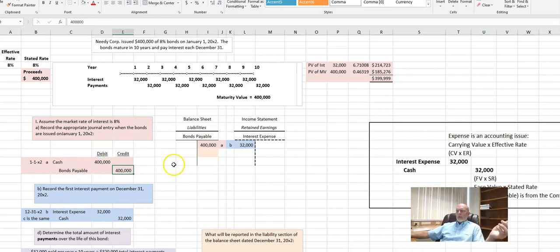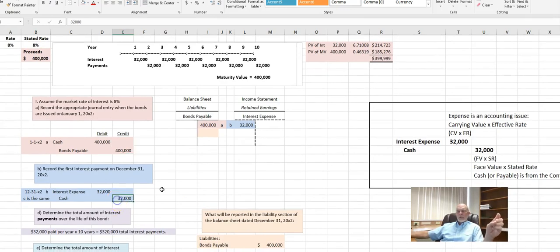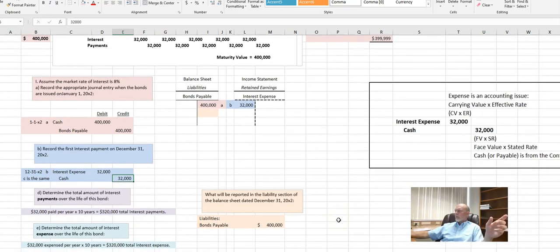The bond payable is always credited for the amount that has to be paid when this thing matures. At the end of the first year, we're going to make an interest payment, $32,000. That's what's in the contract. Now let me analyze this journal entry here, the debit to interest expense and the credit to cash.